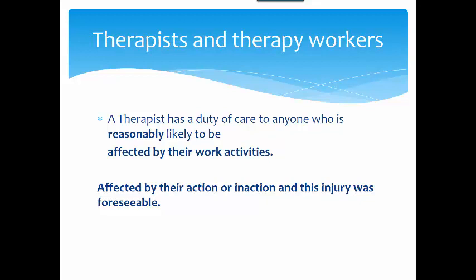So for a duty of care to be in place, they have to be affected by their action or inaction, and an injury needs to have been foreseeable. So, for example, because you didn't act in a certain way and somebody was therefore harmed or injured, and it's foreseeable that that harm could have occurred, then that could be a breach of your duty of care. So it can be an action or something that you didn't do.